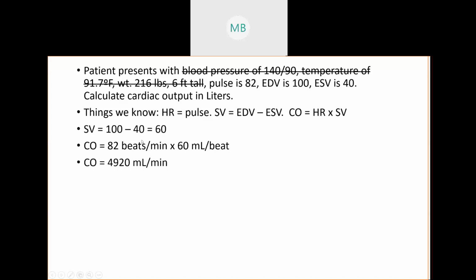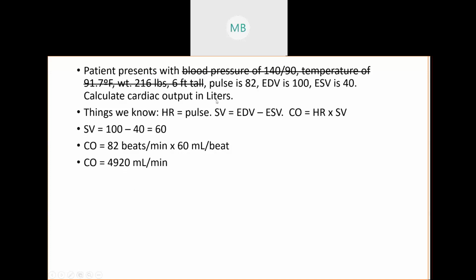When we multiply 82 times 60, we get 4,920. If you remember from multiplying fractions, you have beat on the top of this fraction and beat on the bottom of this fraction. That means the beats are going to cancel each other out, which leaves you milliliters on top and minutes on the bottom. So that means our cardiac output is 4,920 milliliters per minute.